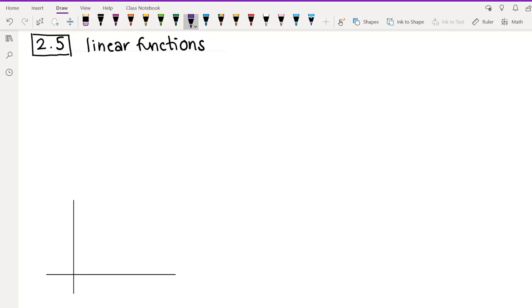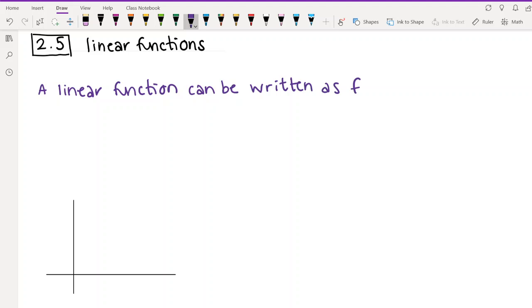So we talked a little bit about linear functions, probably a while back, I think in section 2.1 or 2.2. And so what we learned is that a linear function is a function that can be written as f of x is equal to mx plus b. So f of x is equal to mx plus b. And you might have seen it written as y is equal to mx plus b, and that's fine, right?